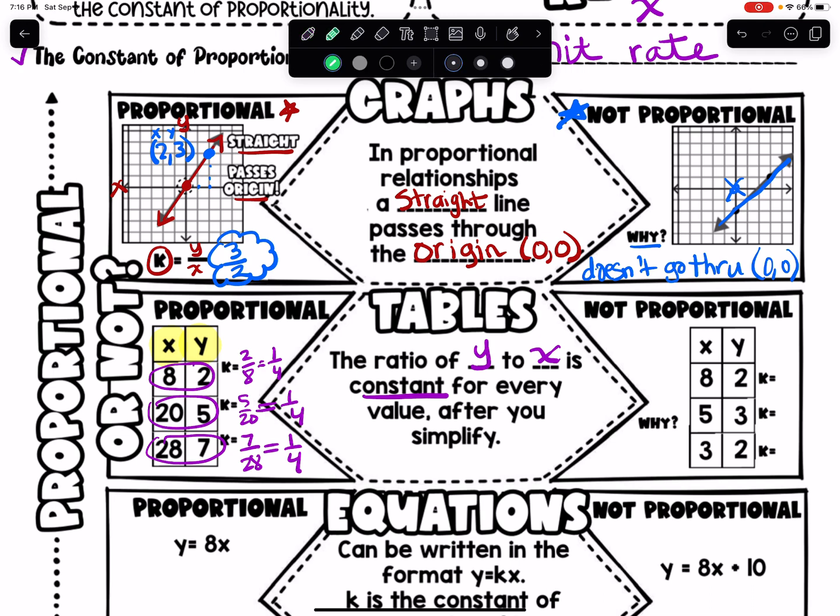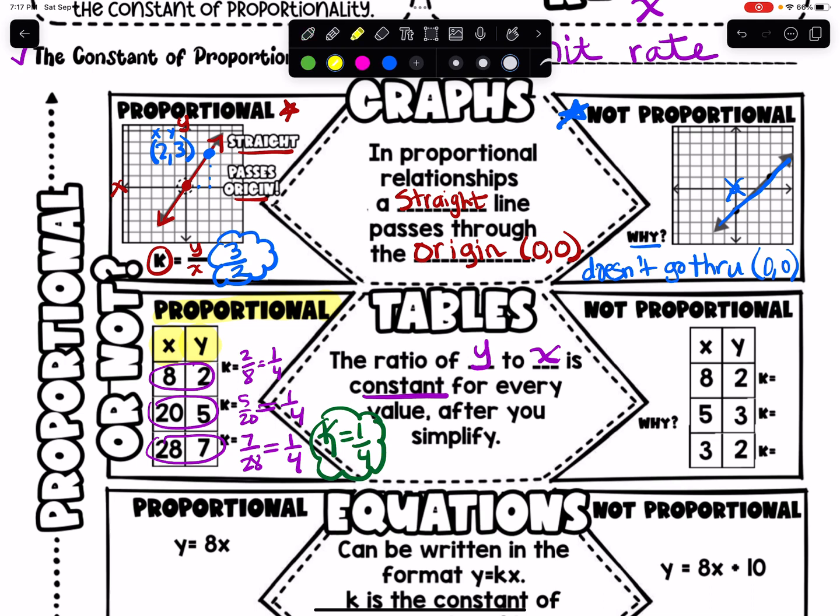We already knew that though because they told us right here that it's proportional. So since this is a proportional relationship, then it has a constant of proportionality. Sometimes I abbreviate it COP for constant of proportionality, but I really should be using k. So for this relationship, k is 1/4. It's the ratio of y to x, and it's the same for every pair of numbers in the table.